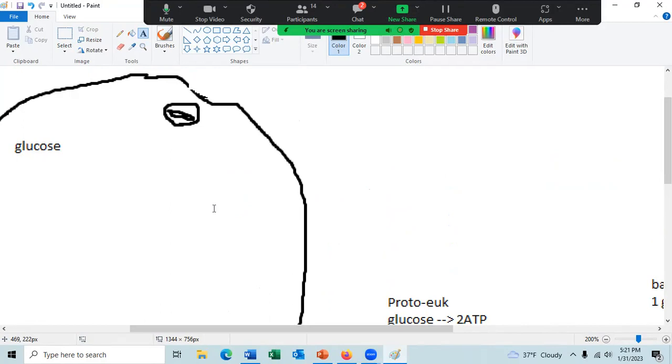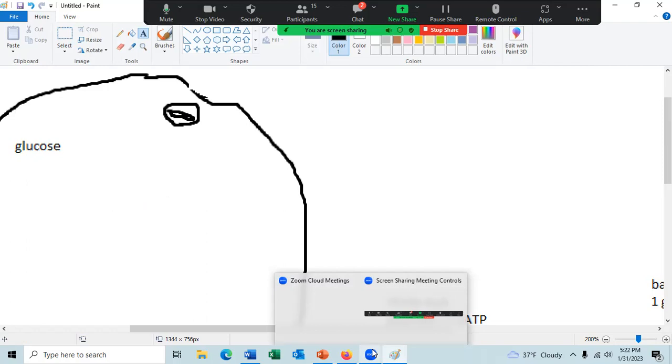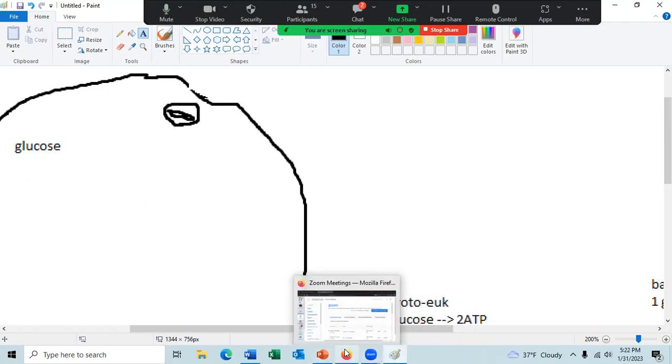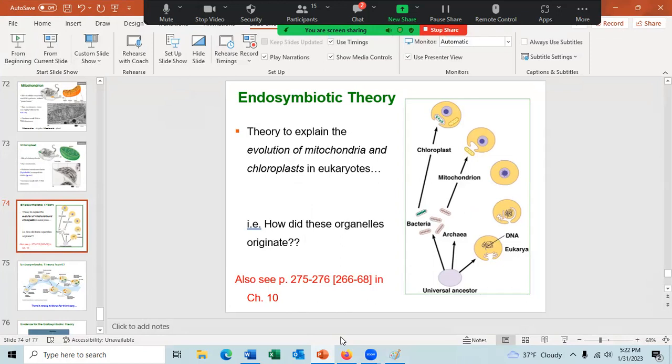The two have lived in symbiosis now for so long, we do not find this species of bacteria outside of the proto-eukaryote cell. And where do we find the proto-eukaryote? Well, now it is a eukaryote, and the bacteria is no longer called the bacteria, it is called the mitochondria. And that's the endosymbiotic theory. What is the name of that? Endosymbiotic theory.